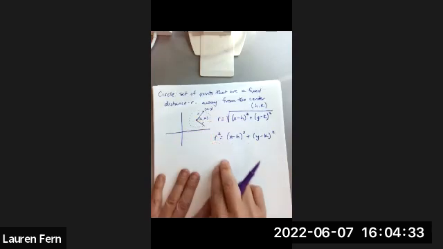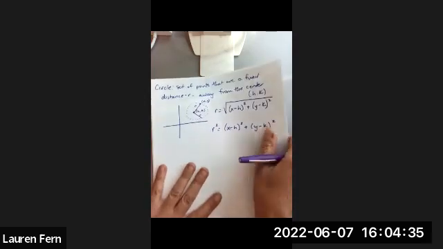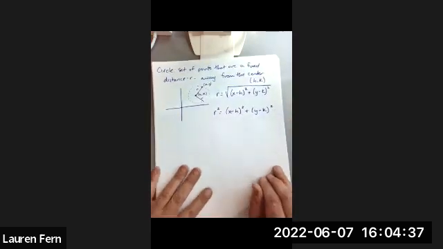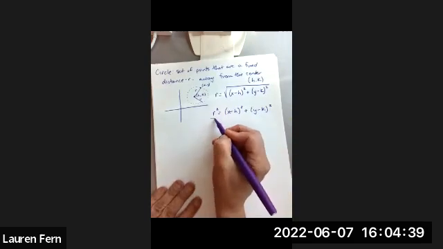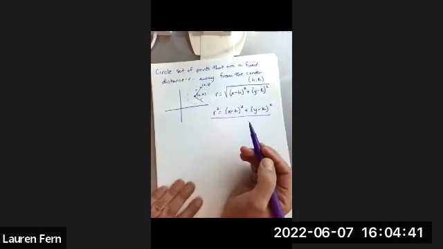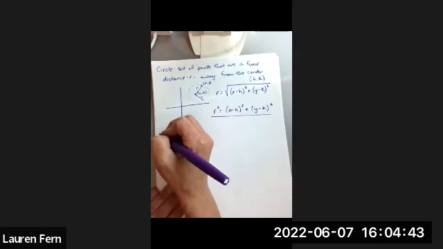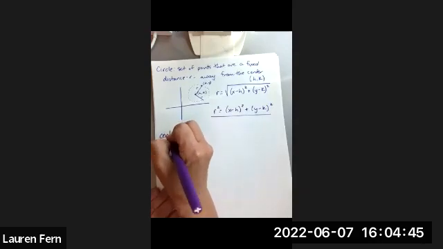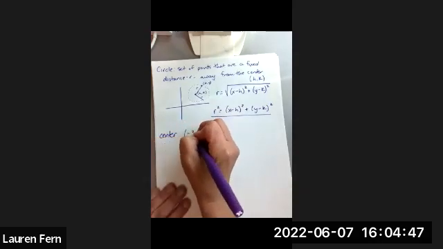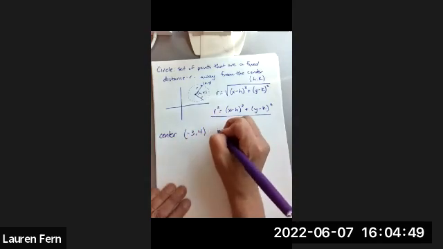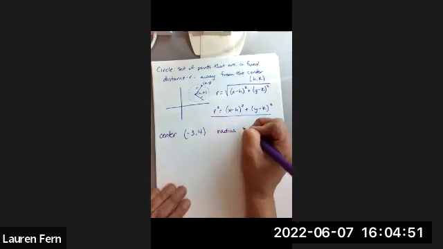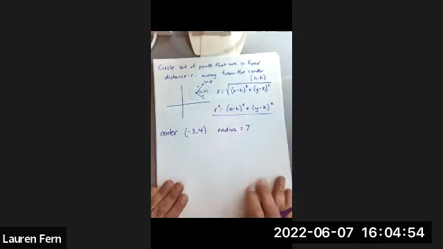Again, this is not a function, this is a relation, but it sure is an important relation. So using this formula here, let's do a couple of examples. Suppose I tell you that the center of my circle is at (-3, 4), and my circle has a radius equal to 7.